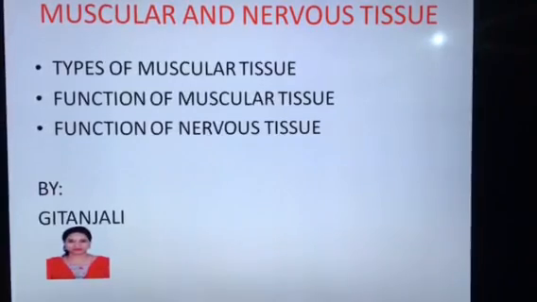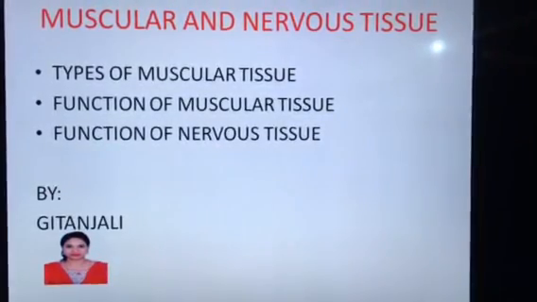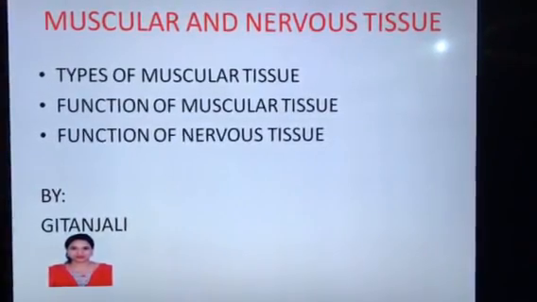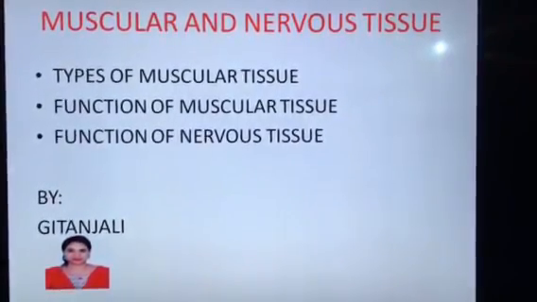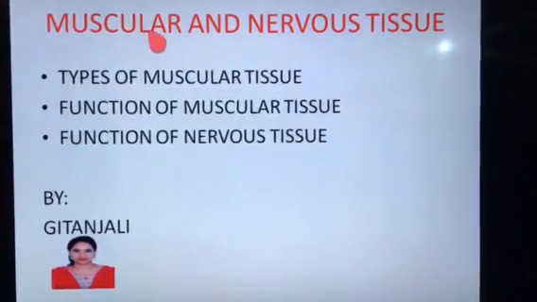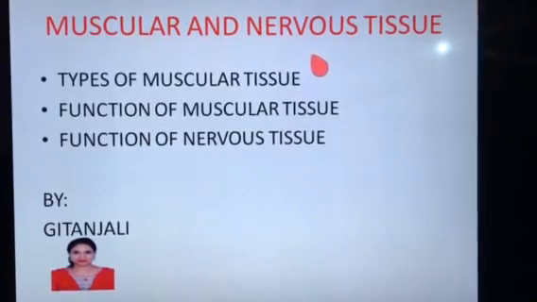Good morning, students. This is the last part of the animal tissue. In the previous two classes, we have already discussed the epithelial tissue and connective tissue. And in this class, we will learn about the muscular and nervous tissue.